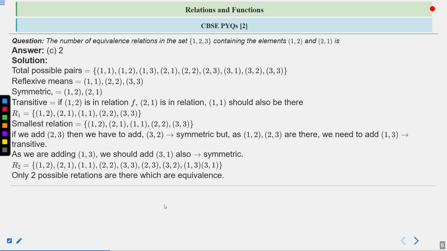No other relations can be defined. You can say that the total possible pairs were 9 ordered pairs, right? And all 9 ordered pairs have been added in the relation R2, right? So no further ordered pairs can be added. Clear? So only two relations are possible satisfying all the given conditions for the relation to become an equivalence, and (1,2) and (2,1) must be there, right? So only two possible relations are there. Okay, let us move to the next question.